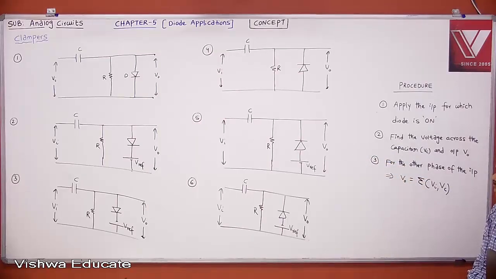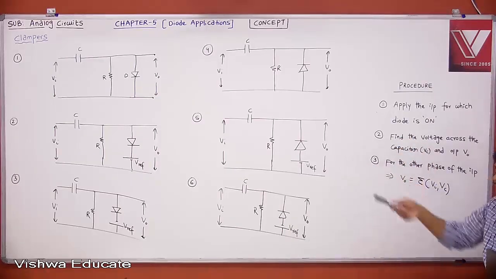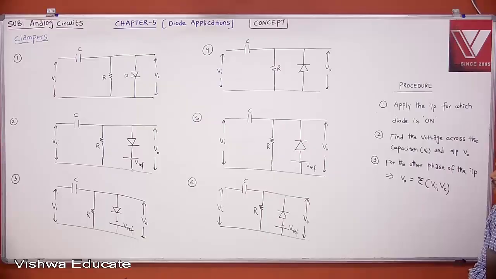Okay. Let's see. Let me apply the same input whatever you have, plus 20 minus 20 square wave. Then let's see what is your output. And VREF you can take some 5 volt value. Okay. And then the remaining things you can do as homework.